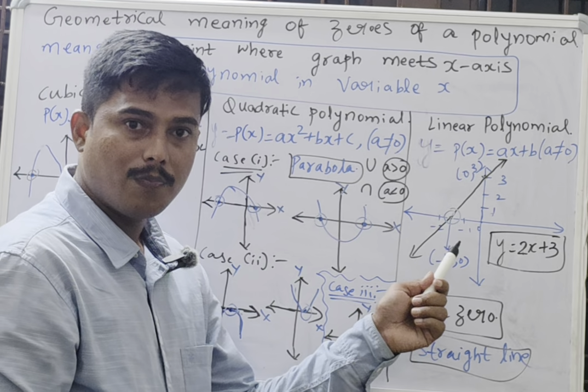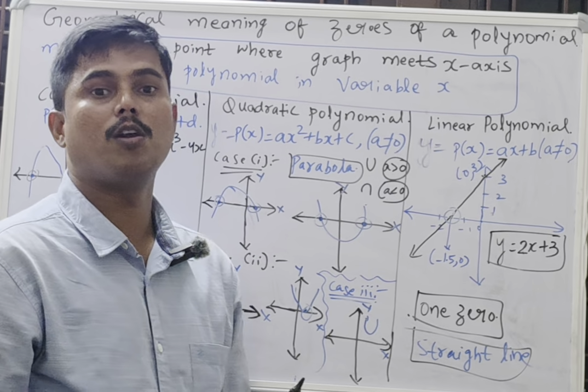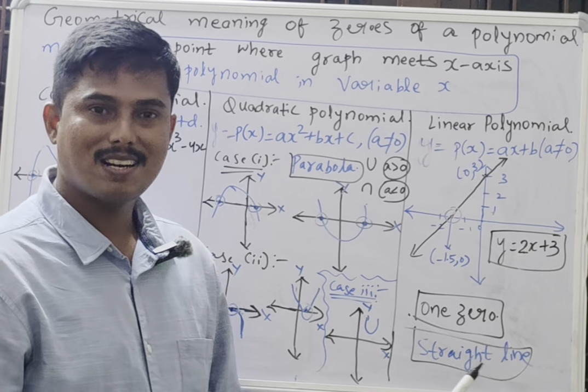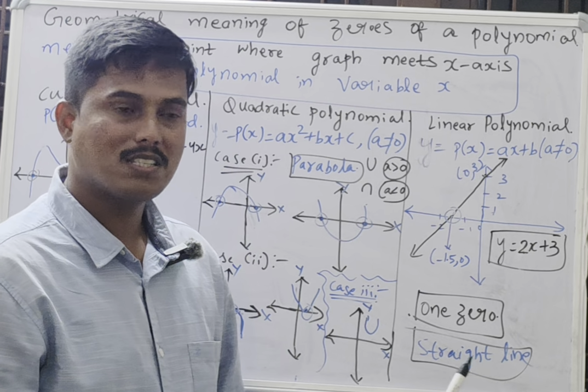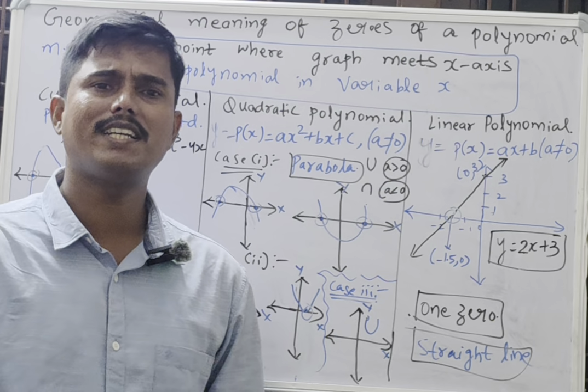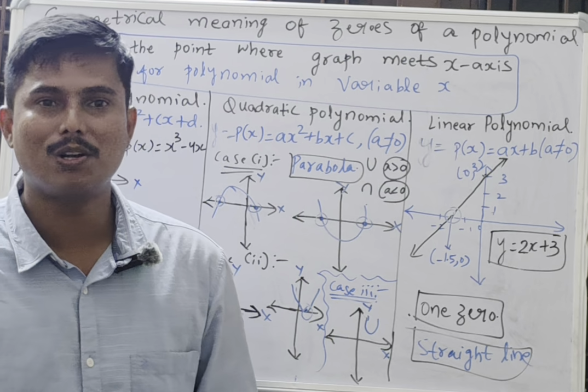The polynomial in variable x, that's a linear polynomial, is having how many zeros? 1 zero. This graph is called a straight line. What is it called? Straight line. One such example.